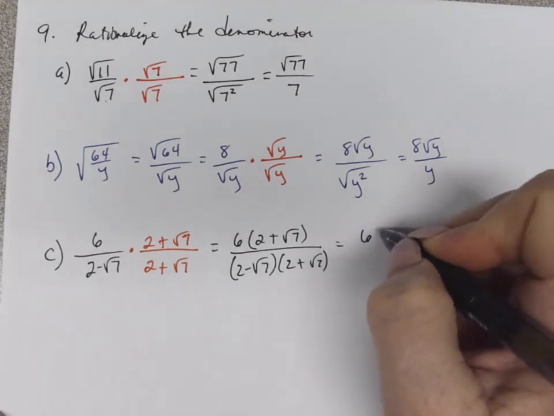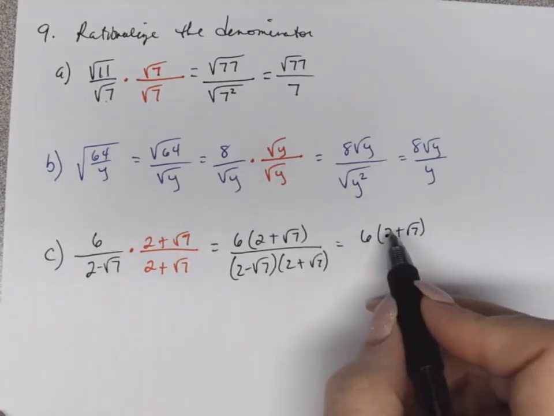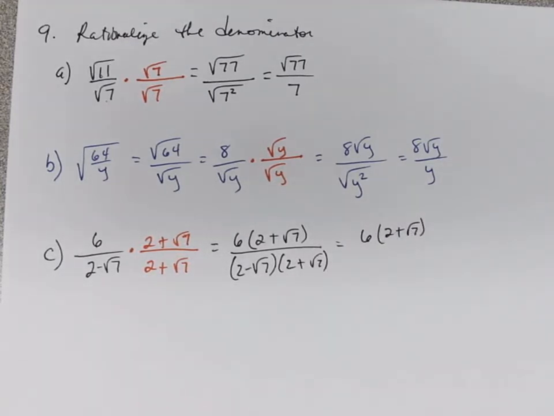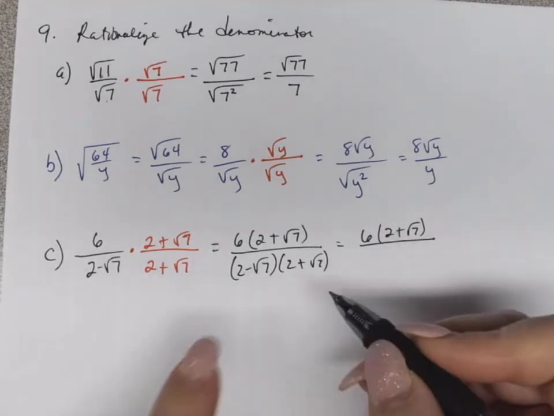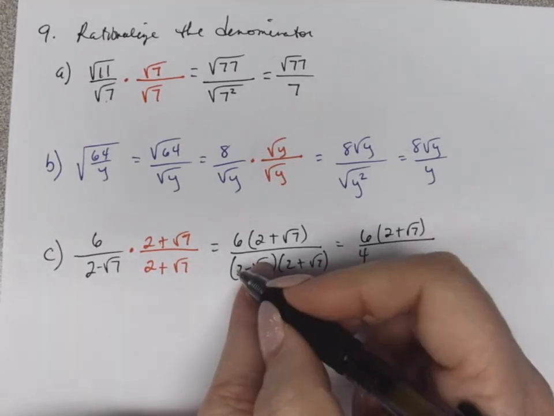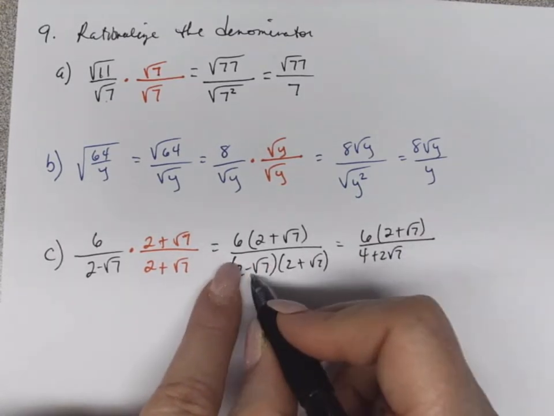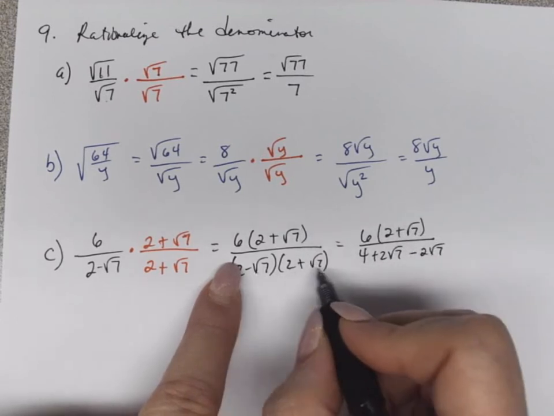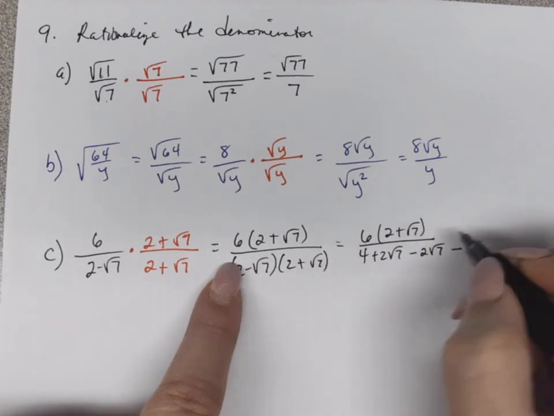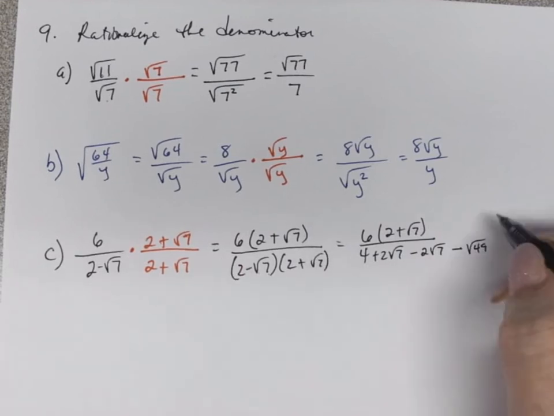All right, so on the top, we have 6 times 2 plus square root of 7. I don't usually multiply that out till I see what I get in the denominator, because sometimes the denominator and the numerator will reduce, and so I don't do it until the very end on the top. All right, so we have 2 times 2 will get us 4. 2 times square root of 7 plus 2 square roots of 7. Negative square root of 7 times 2 would be negative 2 square roots of 7. A negative square root of 7 times a positive square root of 7 will be minus square root of 7 squared, which is the same thing as square root of 49.